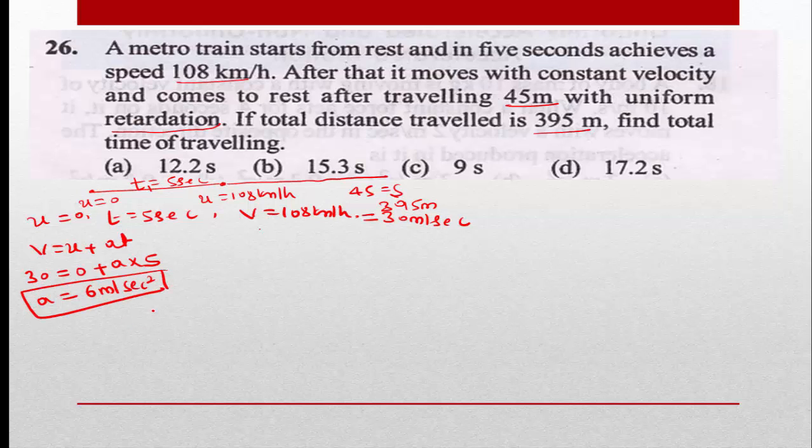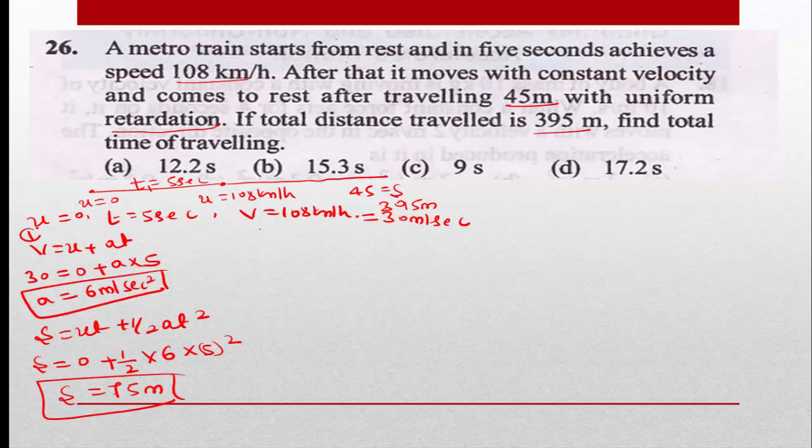A equal to 6 meter per second square. Then, to find the distance, we know the equation s equal to ut plus half at square. Initially the body is at rest, u equal to 0, so 0 into t is 0. Then 1 by 2 into a value 6 into time 5 second, 5 square, we get the answer s is equal to 75 meter. This is in the first part.